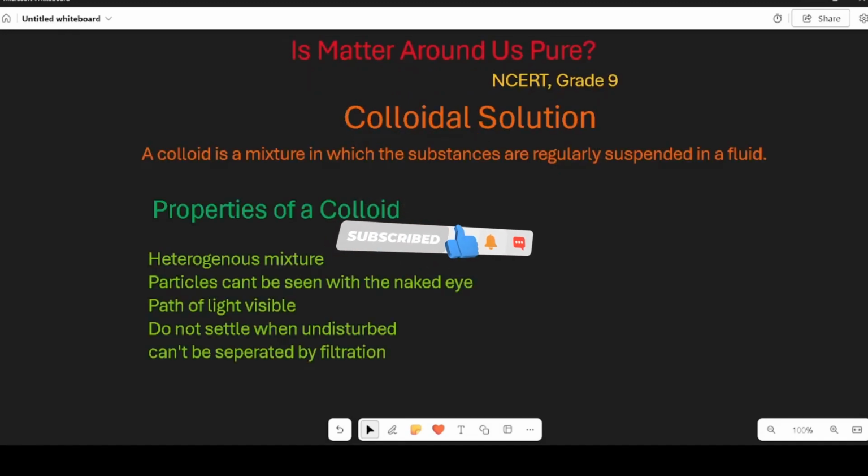Now let's talk about the properties of a colloid. A colloid is a heterogeneous mixture, and the size of the particles of a colloid is too small to be seen with the naked eye. Colloids can scatter a beam of light passing through them and make it visible. They do not settle down when left undisturbed, so colloids are stable, unlike suspensions.